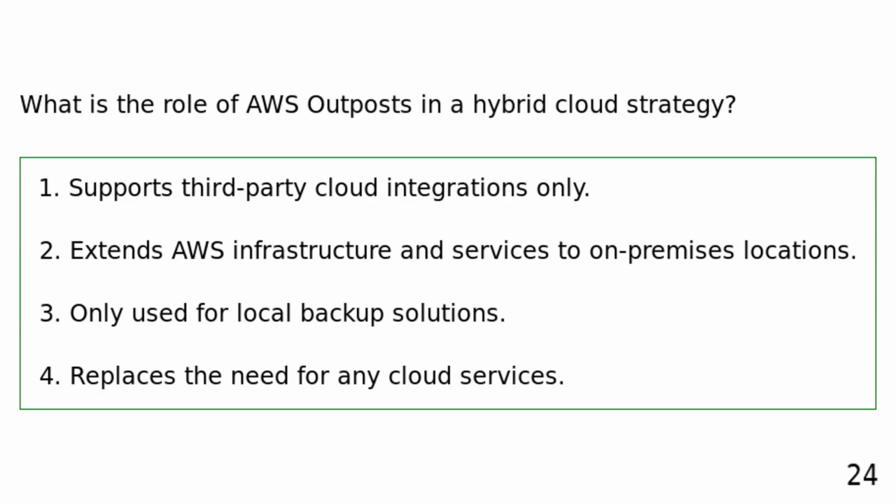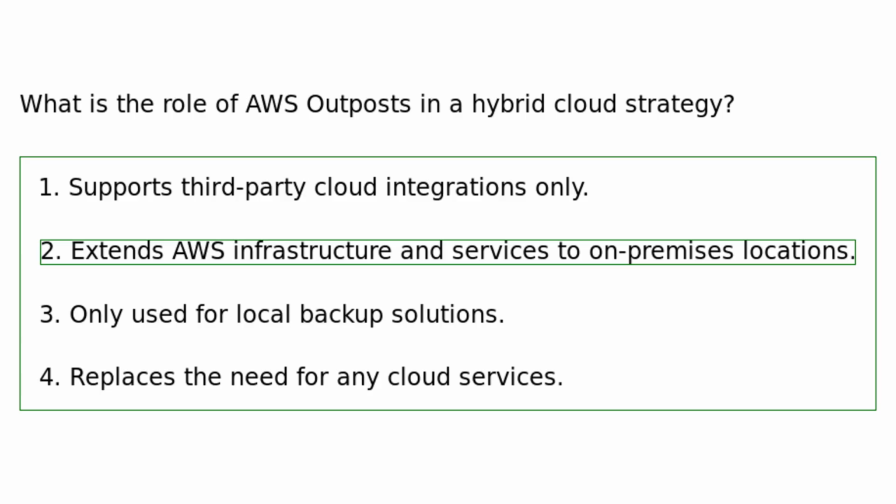What is the role of AWS Outposts in a hybrid cloud strategy? Supports third-party cloud integrations only. Extends AWS infrastructure and services to on-premises locations. Only used for local backup solutions. Replaces the need for any cloud services. AWS Outposts extends AWS infrastructure and services to on-premises locations, forming a key part of a comprehensive hybrid cloud strategy.